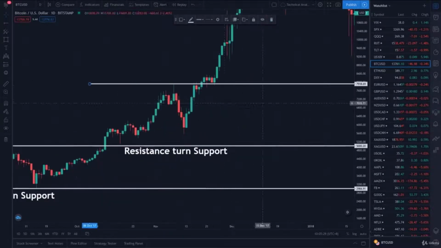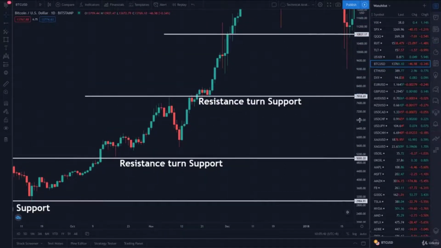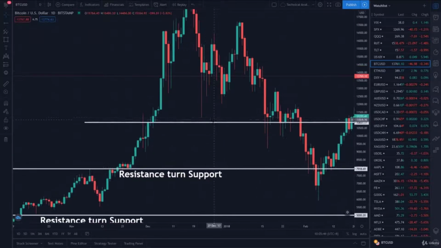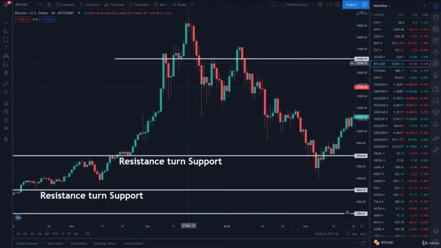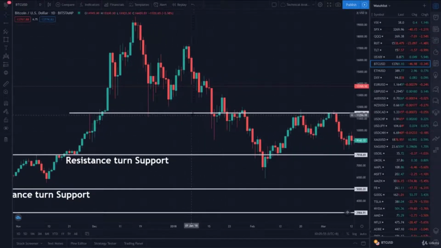Notice that we traded up to a high here, and then price couldn't break out. It finally broke out on this level, and then it retested the support again. So resistance turned support. This pattern happens again and again. Now, notice there's one here as well, retested, headed higher, and this becomes a key level.